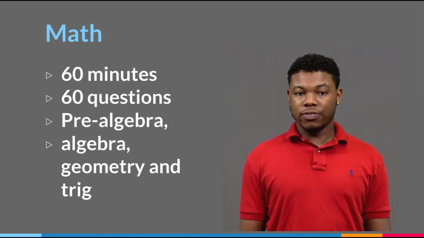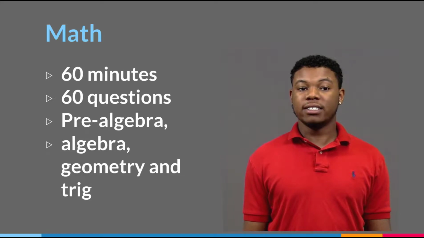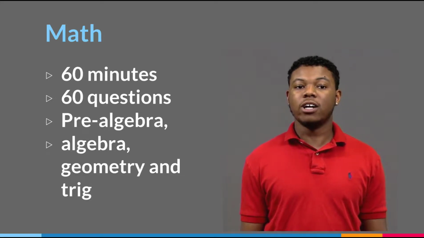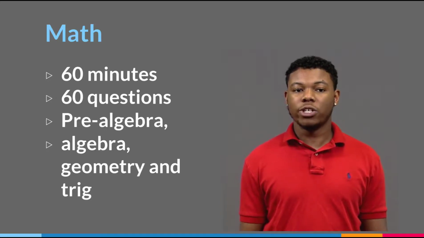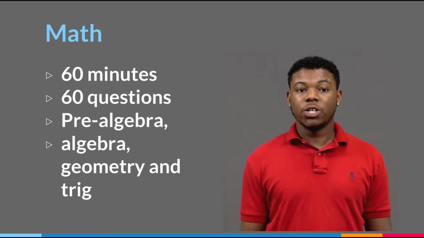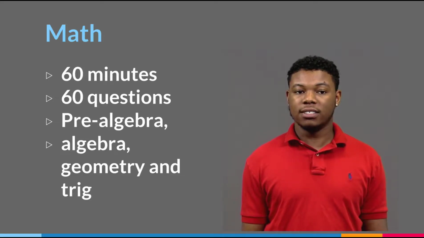The Math section of the test is 60 minutes long and has 60 questions. It tests pre-algebra, algebra, geometry, and trigonometry. This last category, trig, is tiny. There will usually only be 3 to 6 trig questions on the Math section of the ACT.